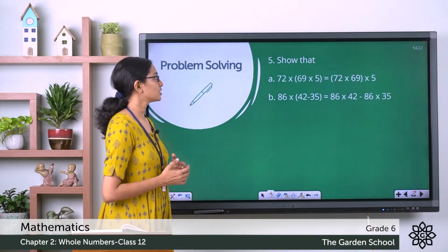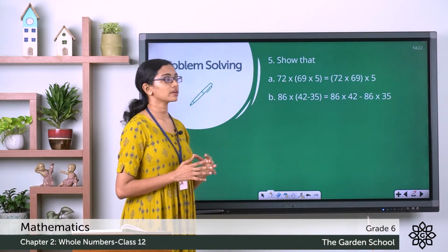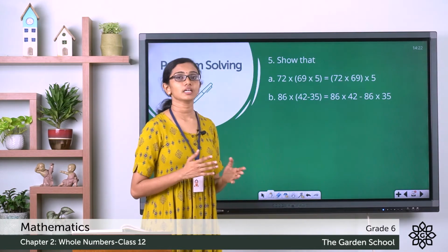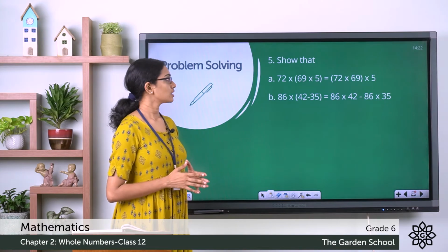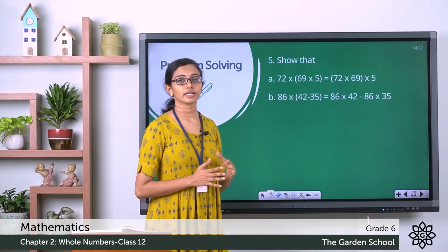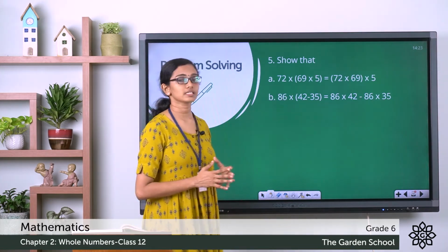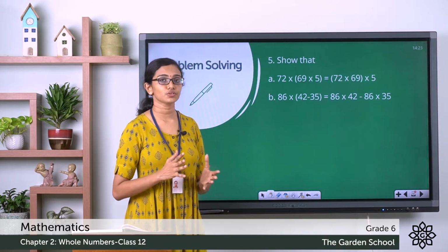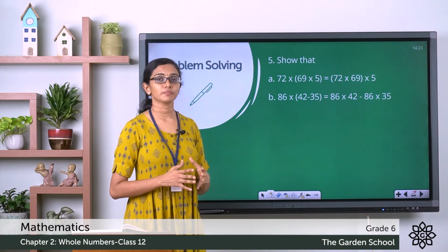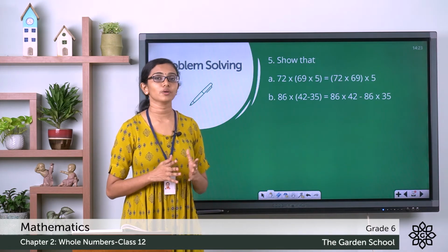Question number 5. Show that 72 into within brackets 69 into 5 is equal to within brackets 72 into 69 into 5. Here observe the question. Here the association has changed on the right hand side. The way the numbers are grouped together has changed on the other side. Now we are asked to prove that changing the way you are grouping in a multiplication does not change the final product. So how do we solve this?